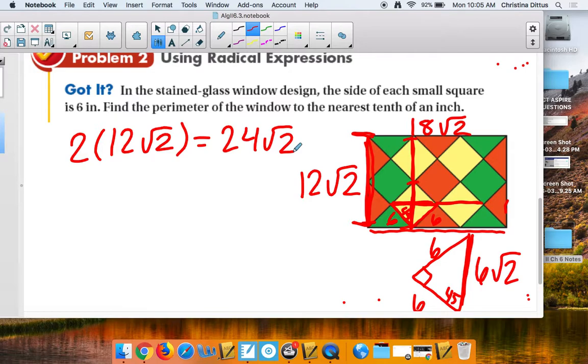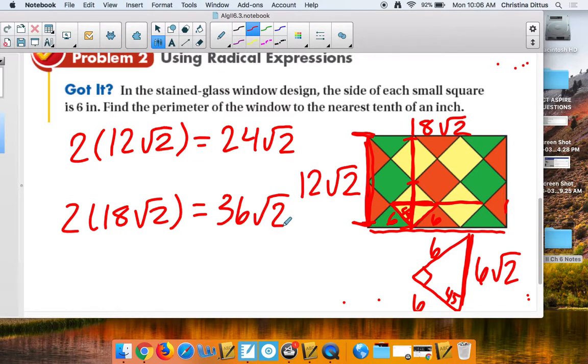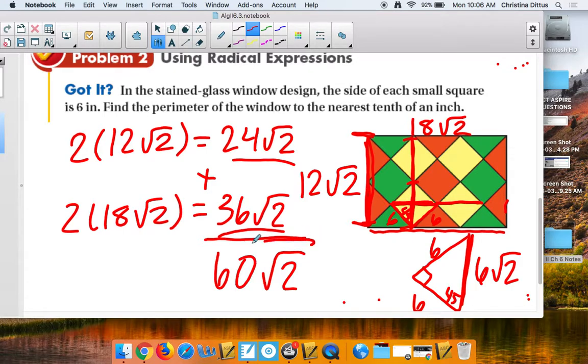How many sides are 18 square roots 2 in length? 2. So that gives me how much? 36. And what do I do with these two numbers? Add them. And I get how much square root of 2? 60. What's our label? Inches.